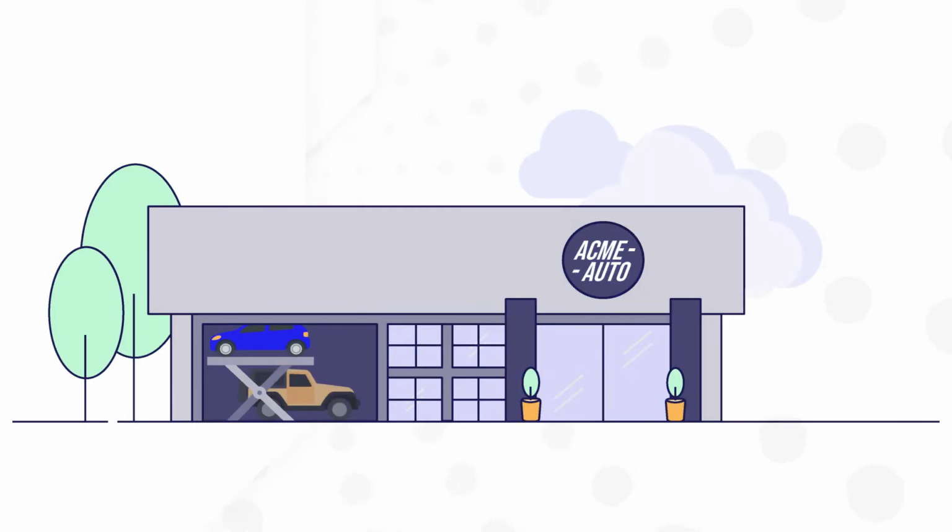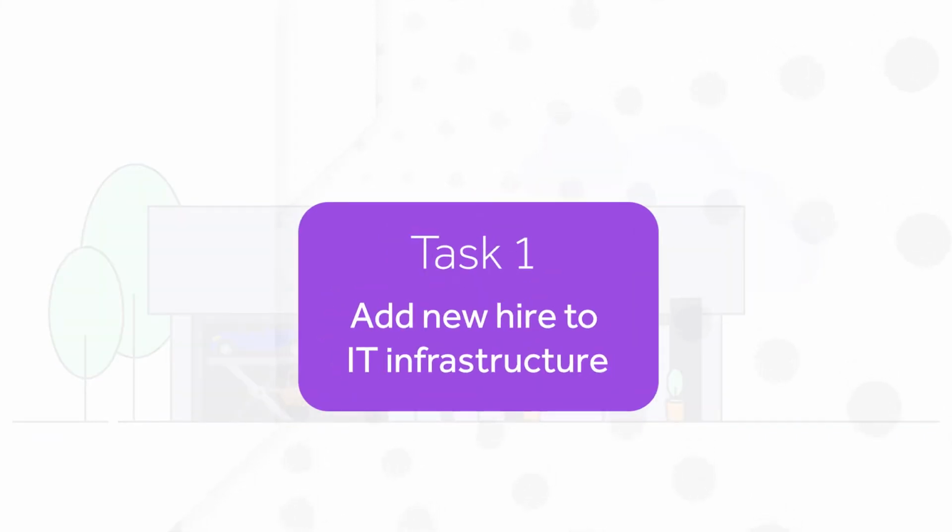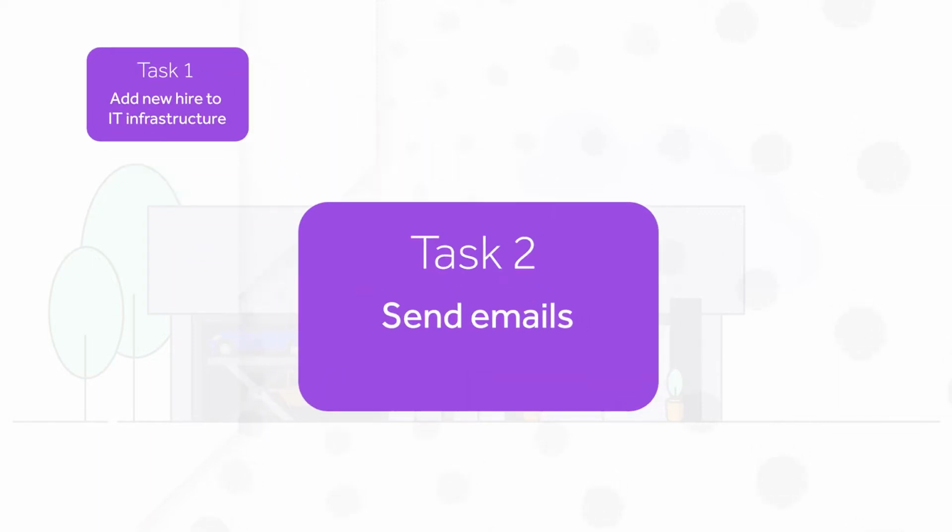Acme Auto has an onboarding process for all new hires in the company. This process consists of 4 tasks. The first task is adding the new hire to the IT infrastructure by assigning them an employee ID, a company email address, and initial login credentials. The second task is sending several emails welcoming them to the company, briefing them on their first day, and requesting their photo and t-shirt size.